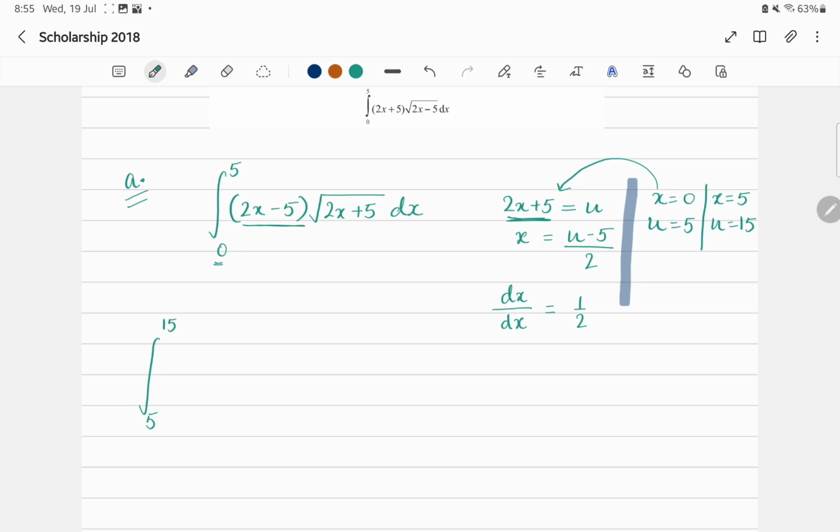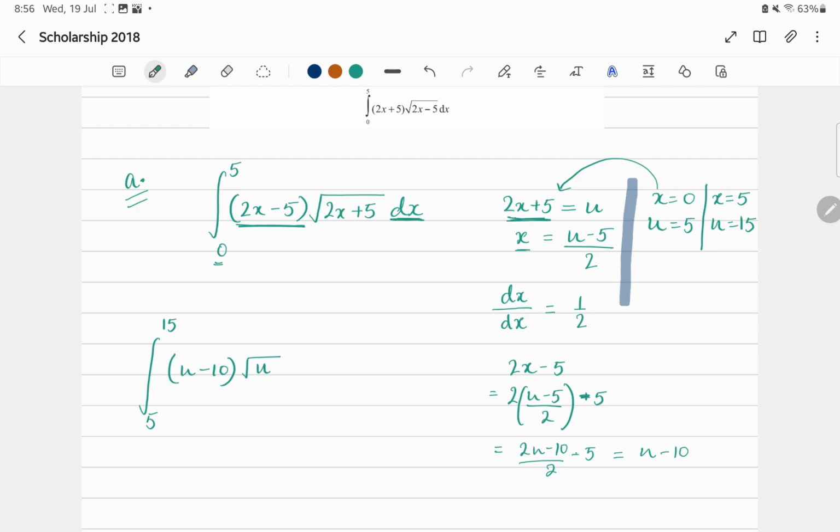Then we have to substitute the first bracket. We have the value of x now. So 2x minus 5 will be equal to 2 times u minus 5 over 2, minus 5. This gives us 2u minus 10 over 2 minus 5, which equals u minus 10. So this bracket is now u minus 10 times the square root of u, because that entire thing was substituted as u, and here we have dx.